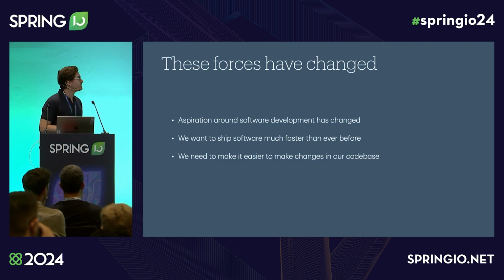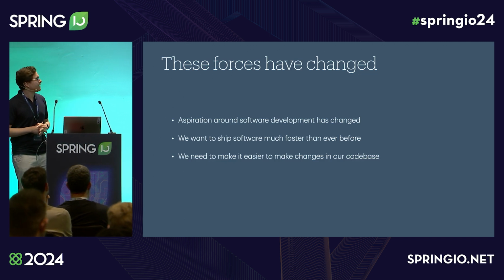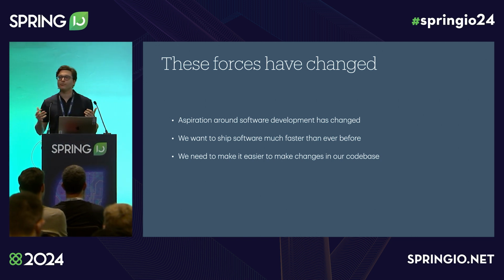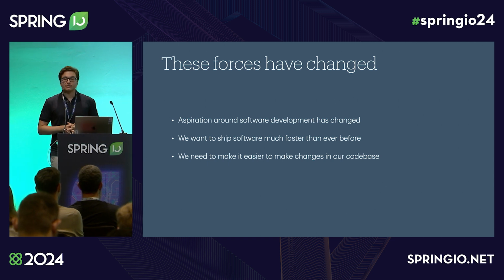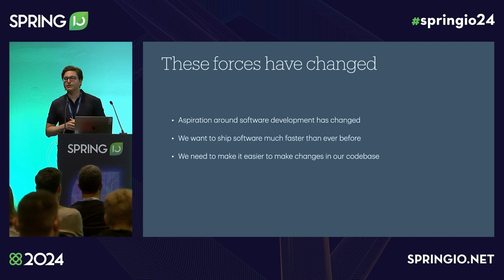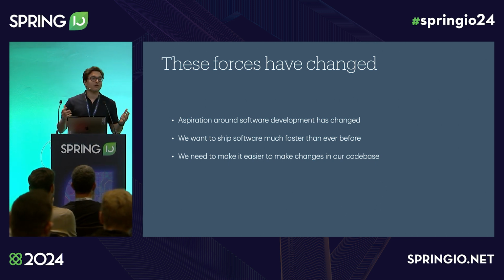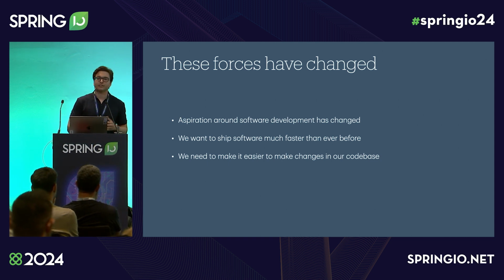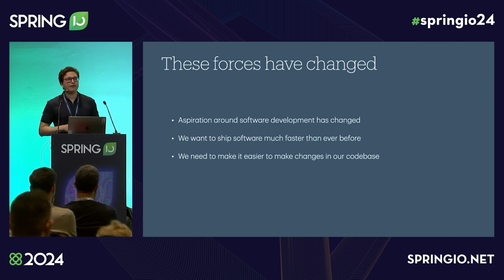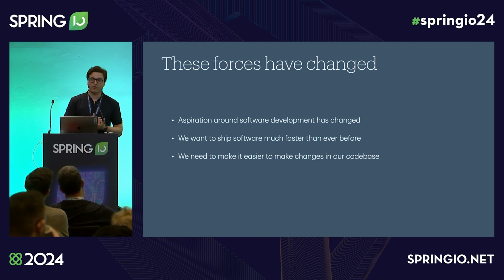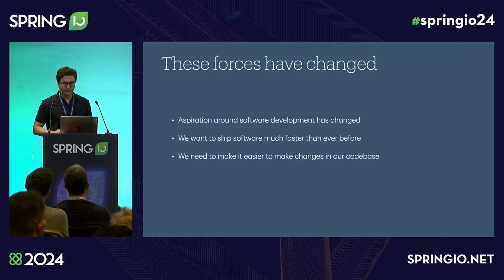But these forces have changed. And aspiration around software development has changed. We want to ship software much faster than ever before, and we need to make it easier to make changes in our code base. So it means that technology nowadays is in the center of the companies, it is the heart of the companies. If you have banks, for example, traditional companies that have been there for a century, maybe two centuries, nowadays they rely on software as the center of their business. And their customers, not only banks but other applications as well, have had the software or their applications as the first point of contact with the company.